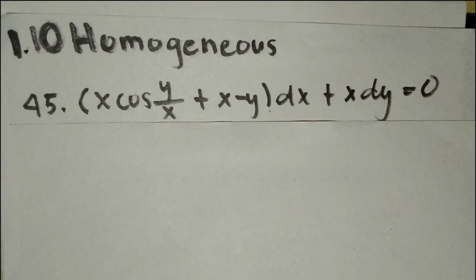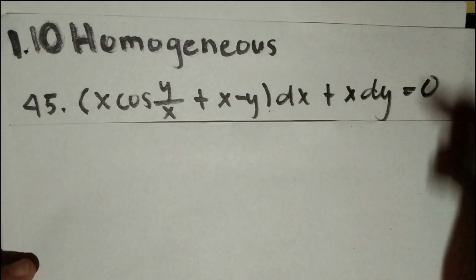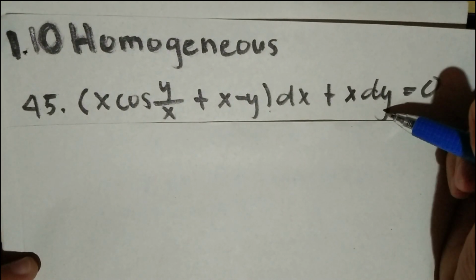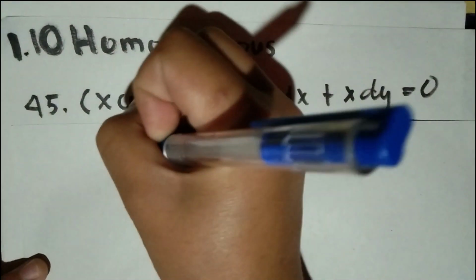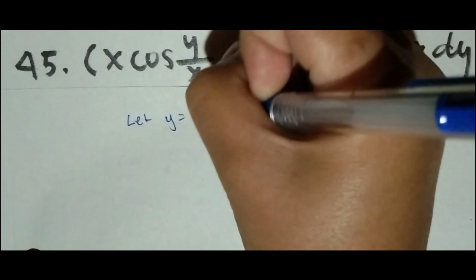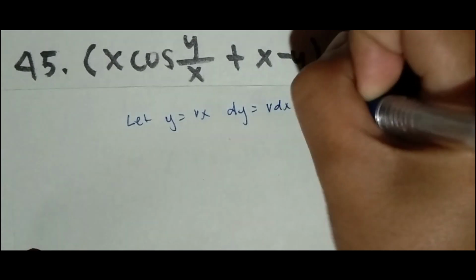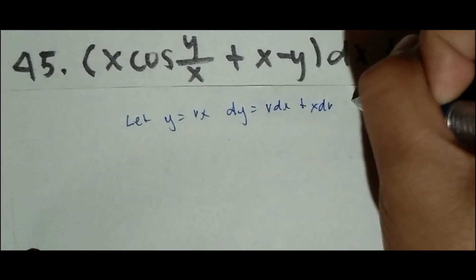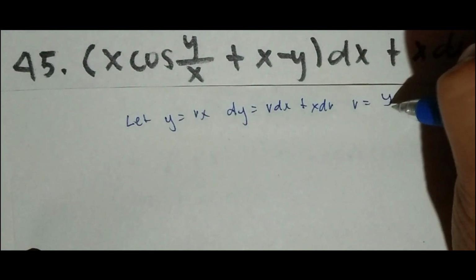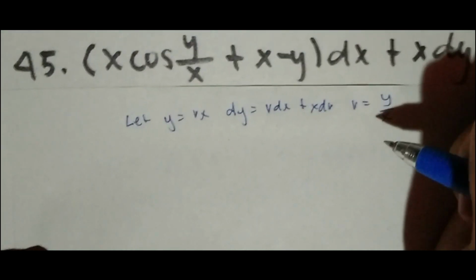Today we're going to solve a homogeneous differential equation. So we have here, given, x cos(y/x) + x − y dx + x dy. As you can see, since this is simpler, we will let y = vx and dy, of course, is equal to v dx + x dv, and our v is equal to y over x. So let us now substitute.